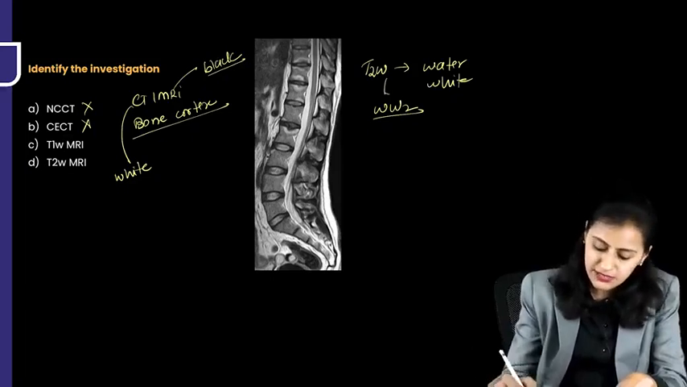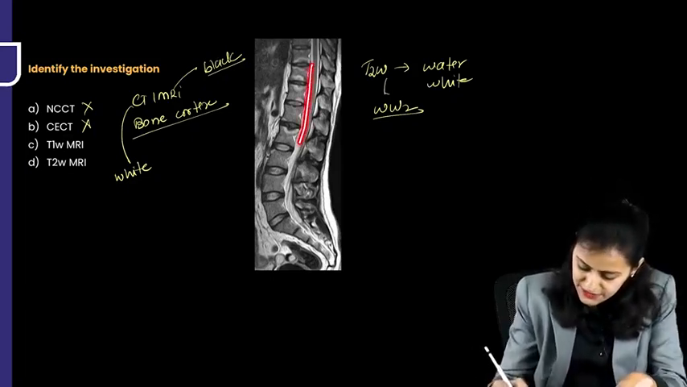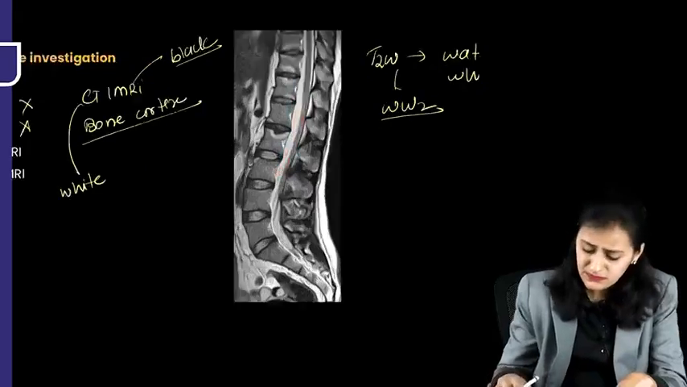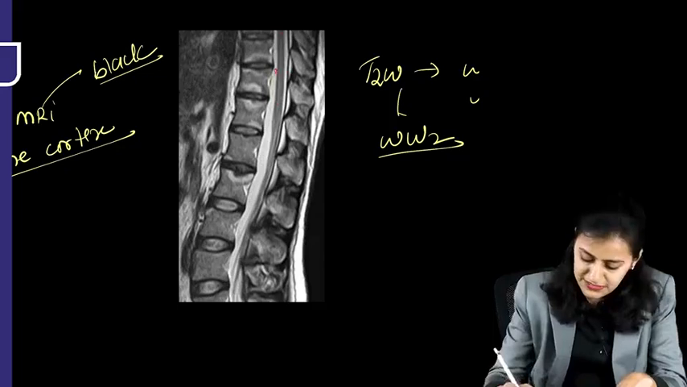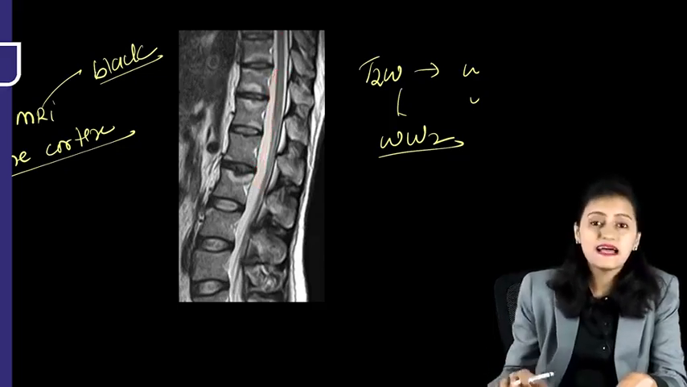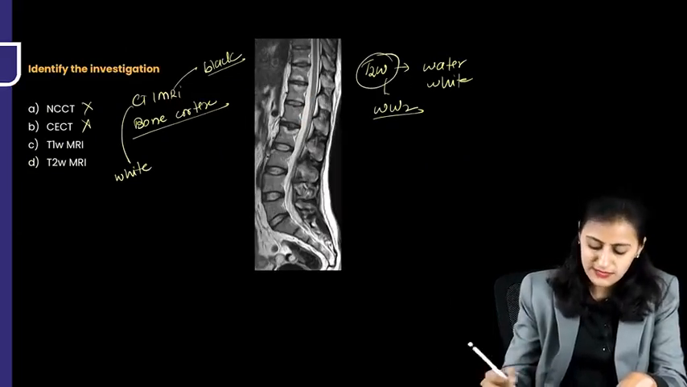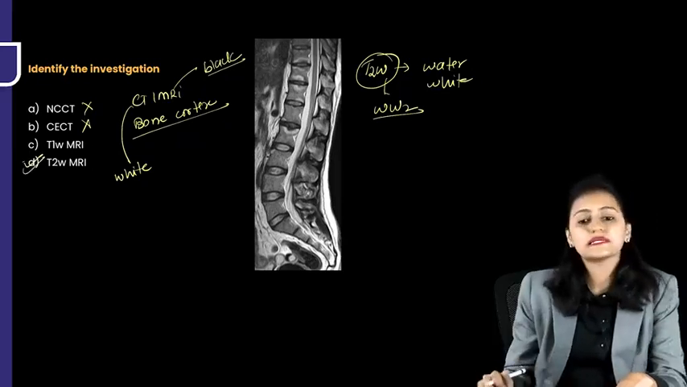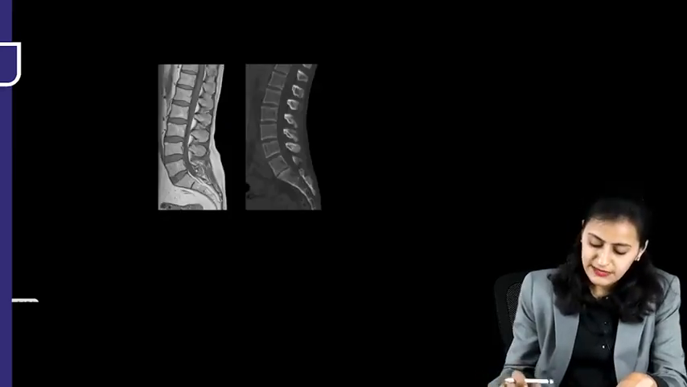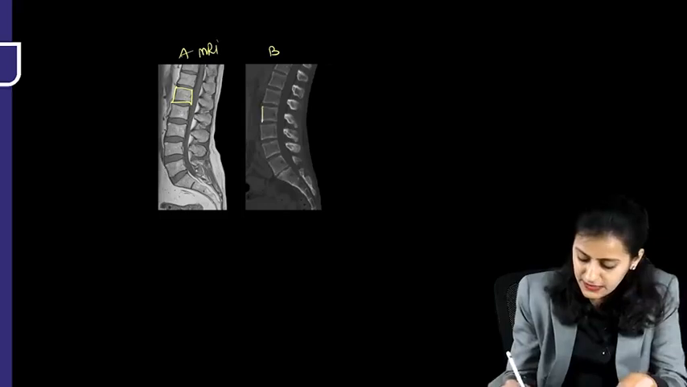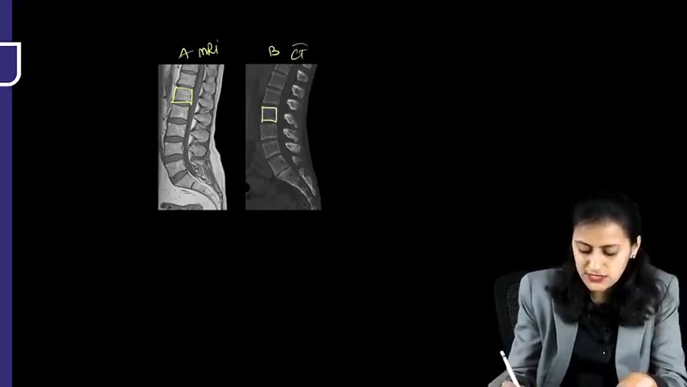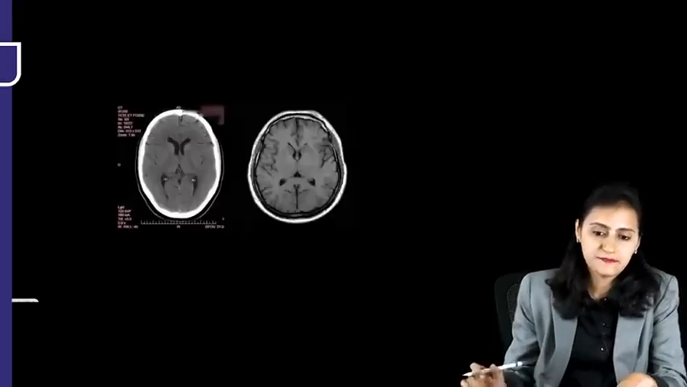Now where is the water here? This is the CSF surrounding the spinal cord. That gray color is the spinal cord. Surrounding that is the CSF. So the CSF is white, and that is why the water is white, and that is why this is a T2 weighted MRI. Let's have a look at the next image. A and B. Here the bone cortex is black, so this is MRI. Here the bone cortex is white, so this is CT scan. Look at the bone cortex, it is white, so it is CT scan.